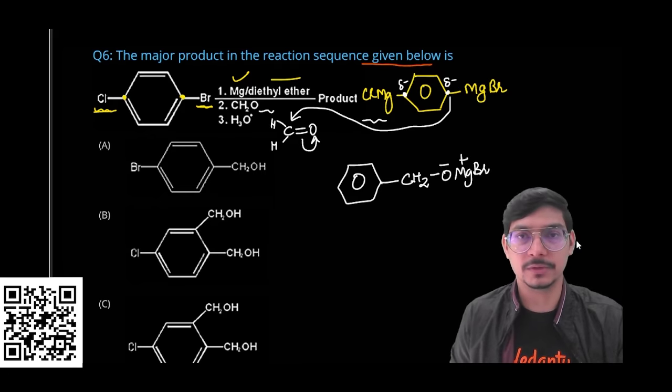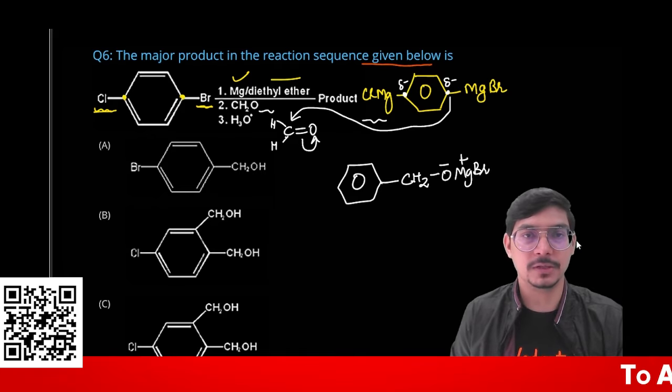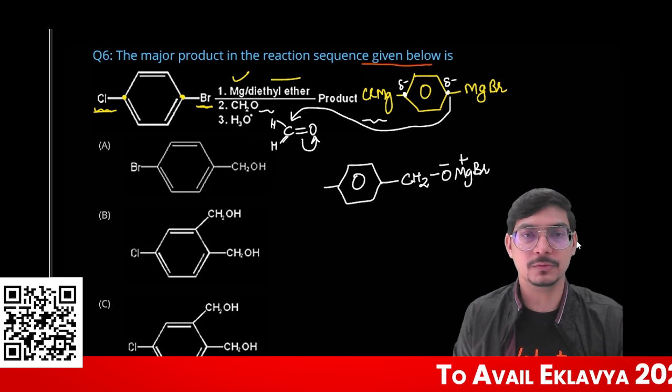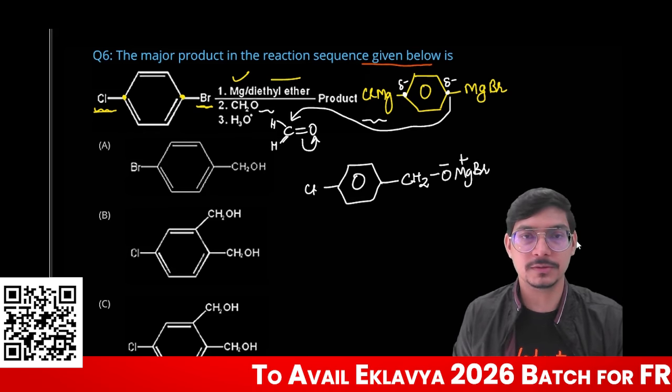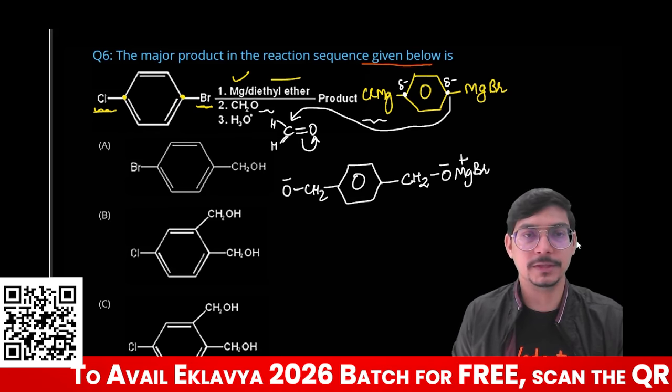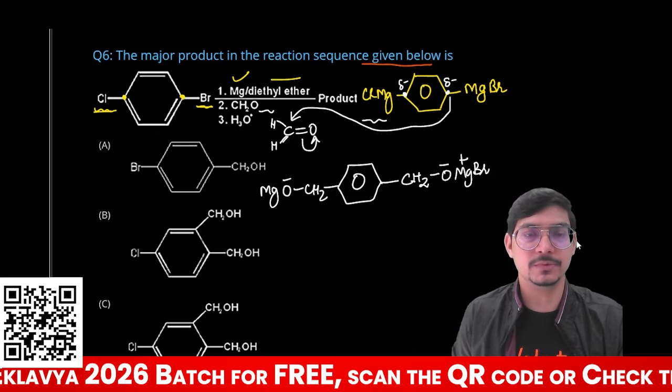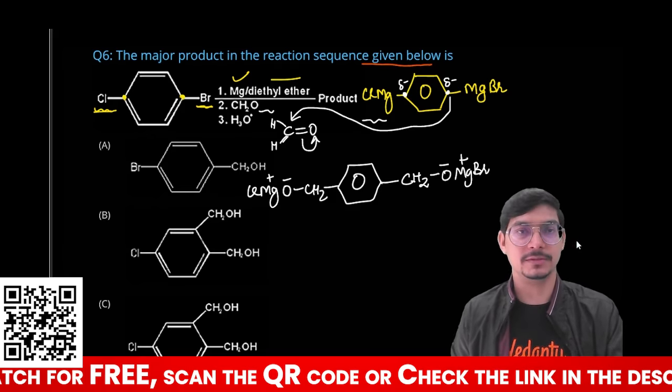The same thing is going to happen to this carbon. This carbon will attack on this carbonyl carbon of formaldehyde. So there will be a formation of carbon-carbon bond. So CH2, O minus, and this you could write as MgCl plus. Okay, so now this is the intermediate.